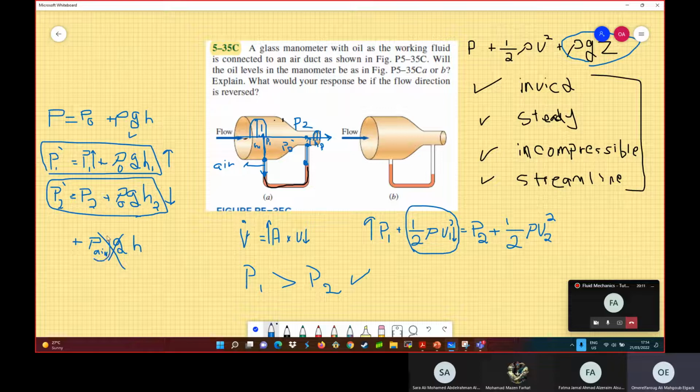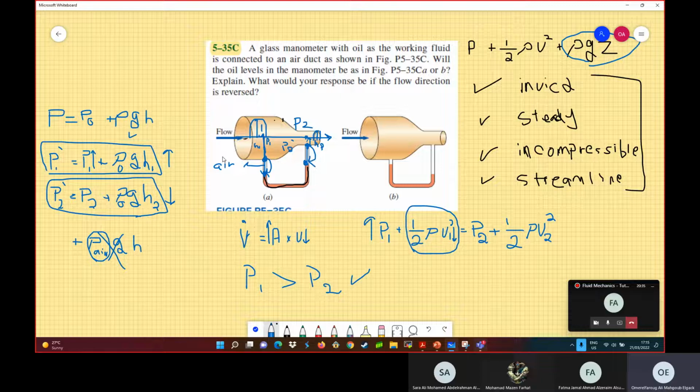Why? Because the density of the air is pretty much low. So you can just ignore it. We only care about the densities of the liquid that are present here. So I included this one because there is an oil here. But this is air, so just neglect it. And you can say that this P1 prime, which is here, is also equal to P1 prime here. And P2 prime, which is here, is also equal to the pressure here.